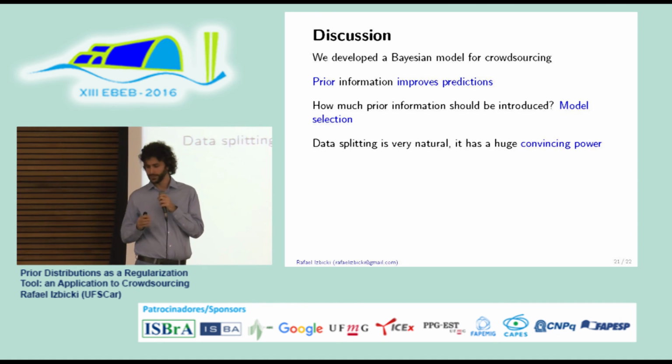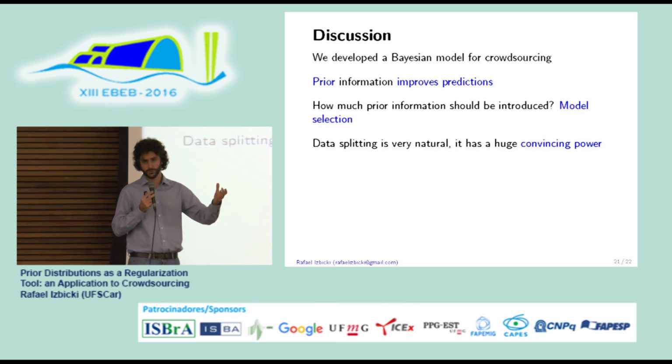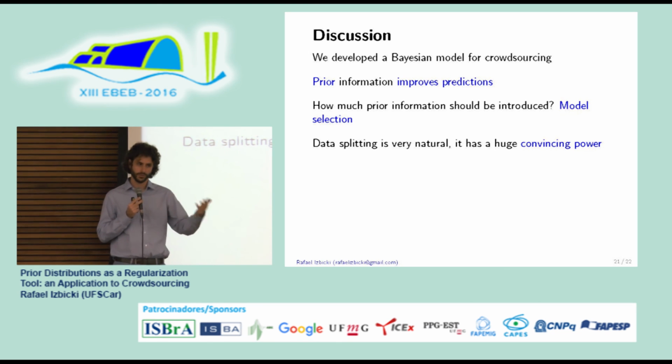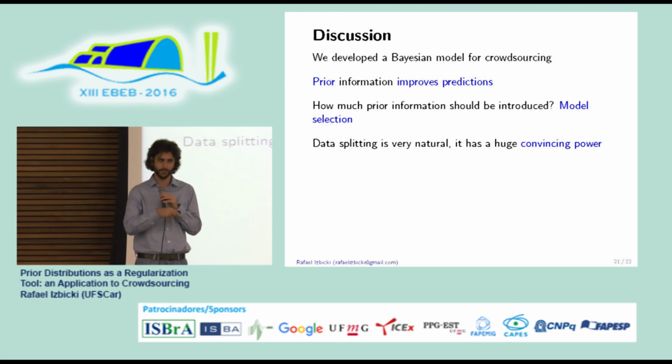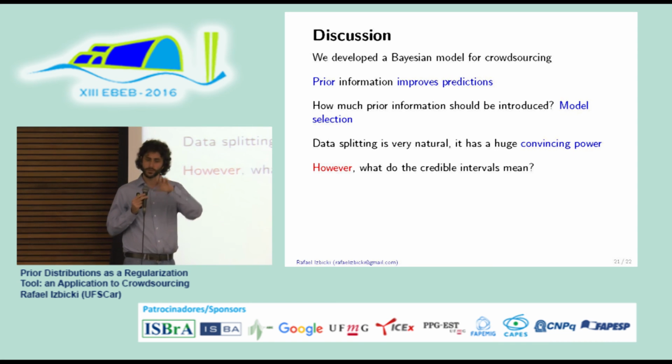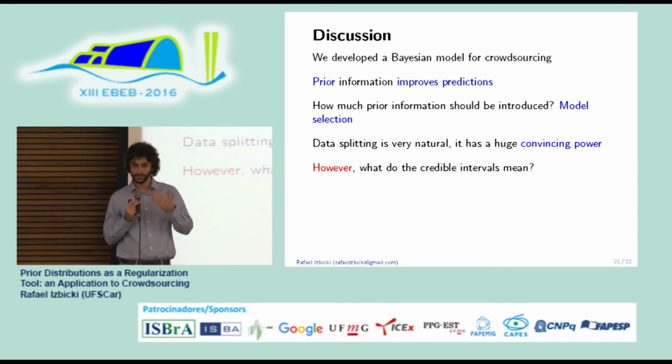In particular, I think data splitting is very natural. It has a huge convincing power. So if you show the astronomers, oh, this classifier is really predicting well, this data is testing data, this has a much larger convincing power than showing that it's your true posterior distribution. In general, not only for this problem where labels are unknown. However, there's the question of what do the credible intervals mean? Because they don't really reflect your uncertainty. So the box plots I showed you in the last slide, they don't really reflect my uncertainty in a subjectivist sense, because I didn't choose my prior in a meaningful way, or at least in the traditional subjectivist meaningful way.